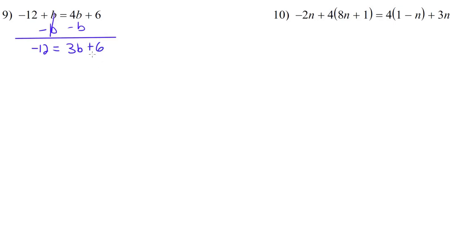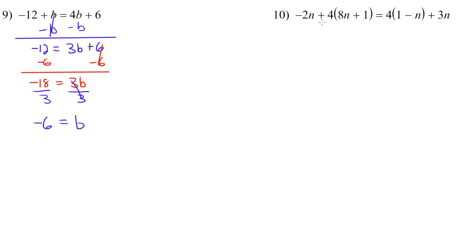Next, we need to get rid of this positive 6. So we are going to subtract 6 from both sides. On the right, the 6's cancel each other out, leaving us with 3b. And on the left, negative 12 minus 6, same sign, add them together and keep the sign. That is negative 18. Then finally, we're going to divide both sides by 3. On the right, the 3's cancel out, leaving us with b. And on the left, negative 18 divided by positive 3 is negative 6.